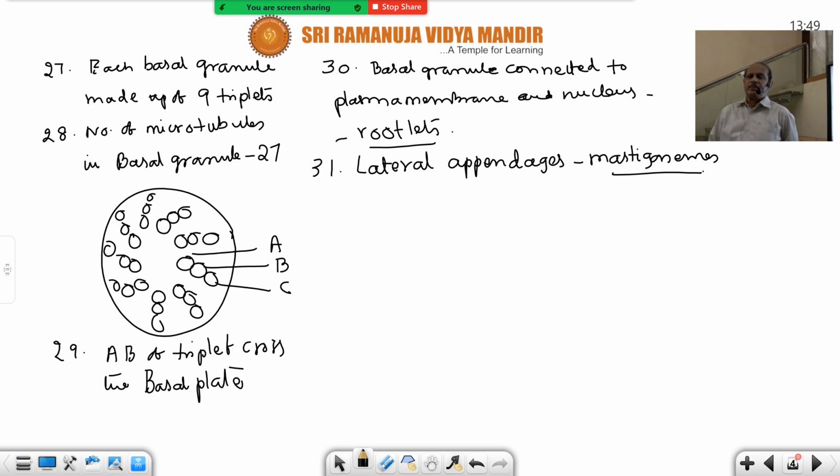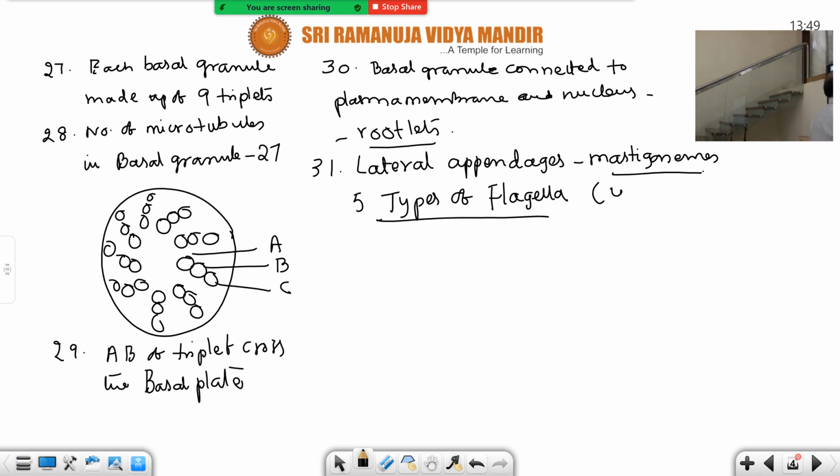So, basing on mastogonemes, let us classify the five types of flagella. Basing on presence or absence of mastogonemes, how many flagella are there? Five types of flagella. This is another 4 marks question.